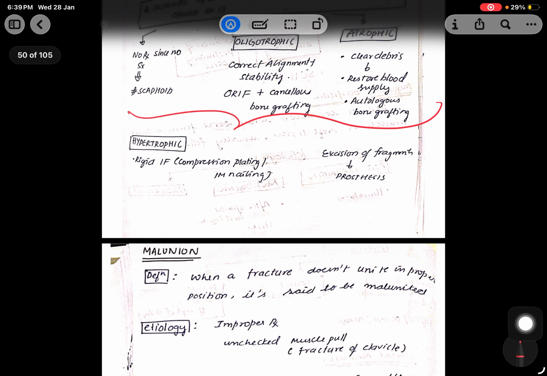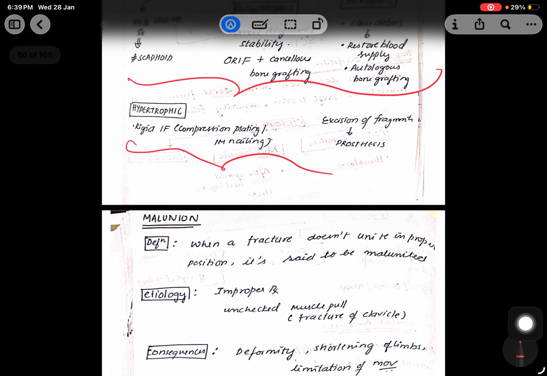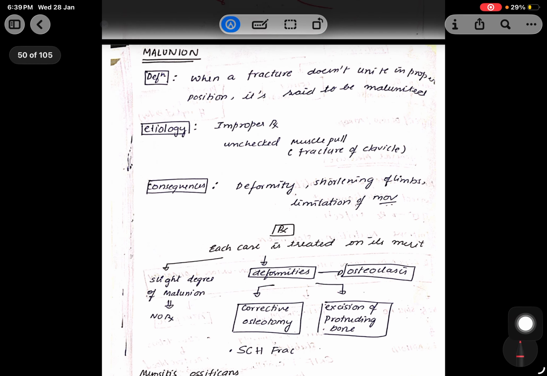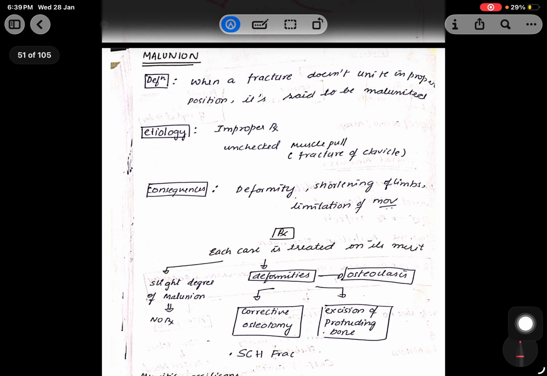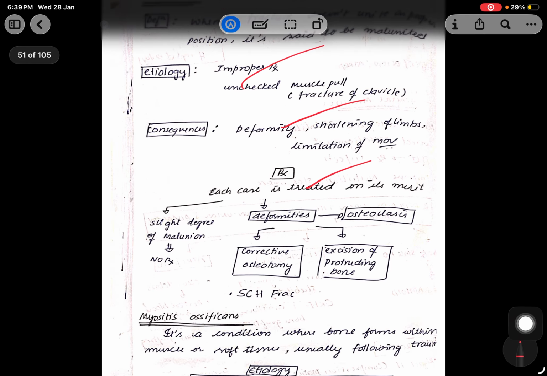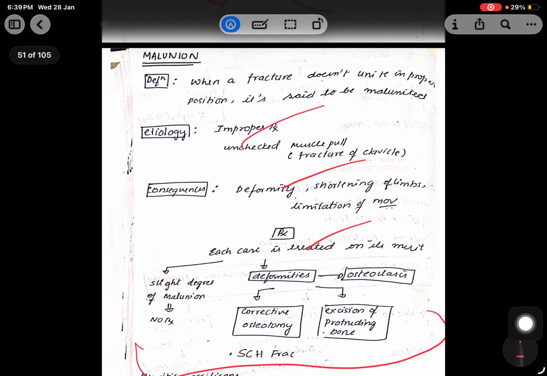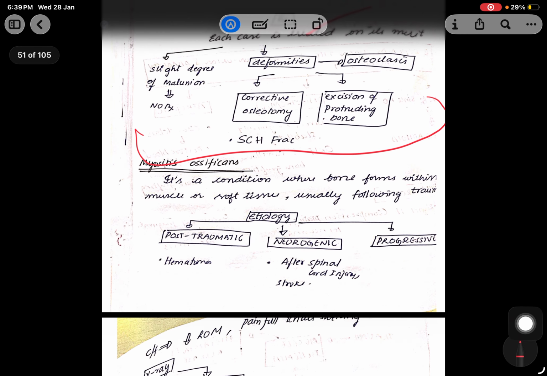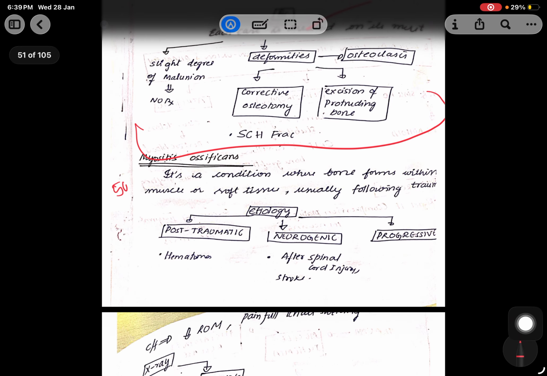Again, you have to go for rigid fixation. Malunion: while uniting, it has united in a malunion kind of fashion. Again, same thing, you can expect it for 3 marks, so I'm not discussing much. Then myositis ossificans, it's a proper 5 marker or 3 marker, repeatedly asked.